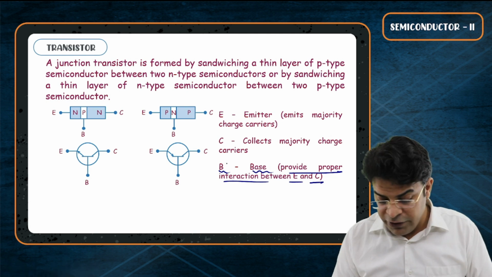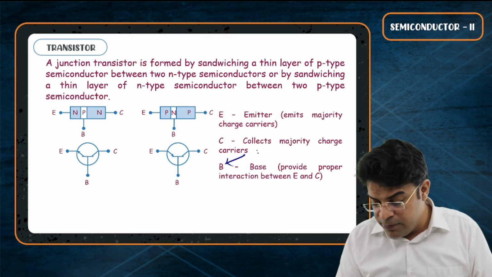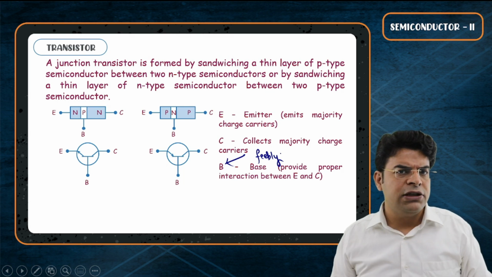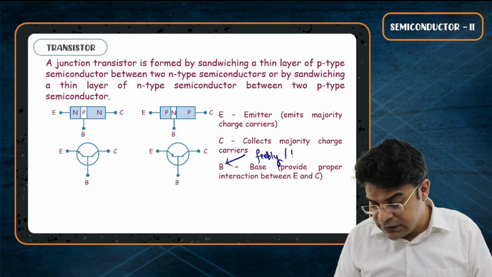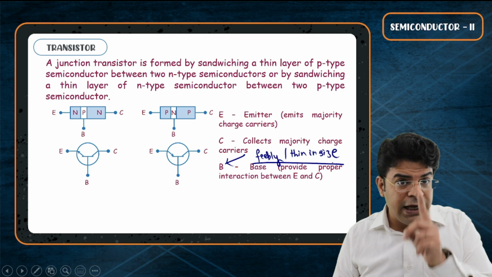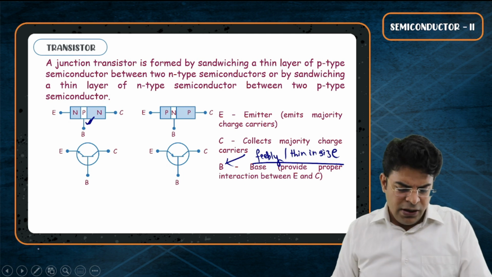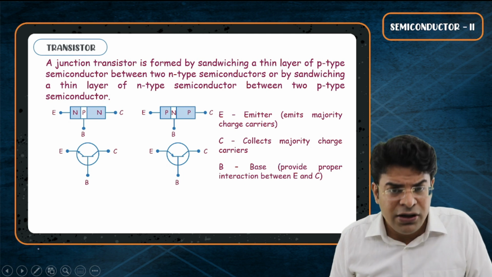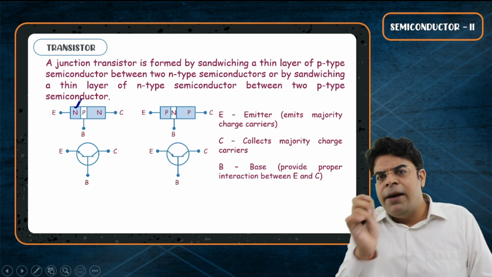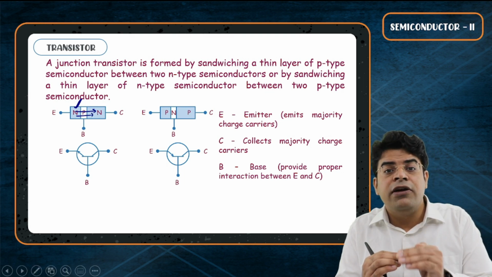Do understand, we do double whammy to base. We purposefully make base feebly doped so that the base will have very less number of majority charge carriers, as well as we keep the base thin in size. So we do double whammy to base. We keep the base both feebly doped as well as thin in size. Why? The simple reason behind it is that we want the majority part of the majority charge carriers emitted by the emitter to move to the collector without interacting with the majority charge carriers of the base.